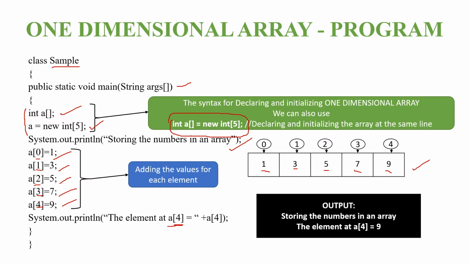Now what I want to find is the element at a of 4. What is the element at a of 4? The element at a of 4 is nothing but 9. So the output would be 9. So this is about one-dimensional array. I hope this is clear.